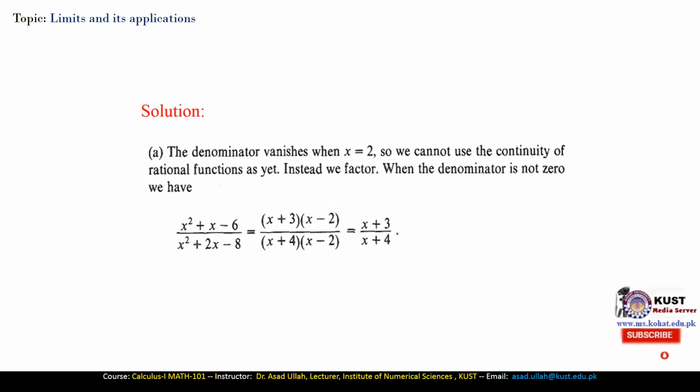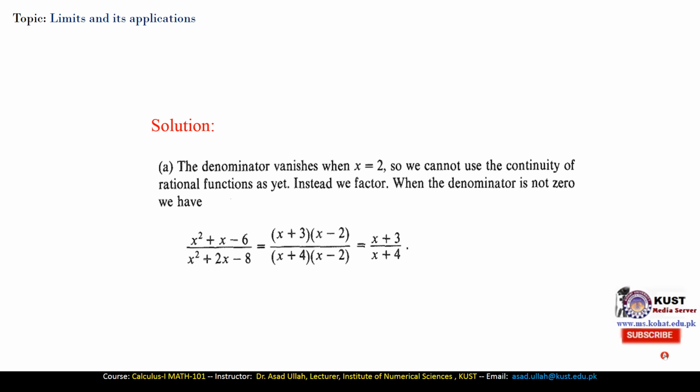Now, in solution of part A, if we use directly x is equal to 2 in the function, this is a rational function, so we will get 0 by 0 form. So the numerator and denominator are both equal to 0 at the point x is equal to 2. So what we will do, now we will factorize the numerator. So we will get two linear factors, that is x plus 3 and x minus 2.